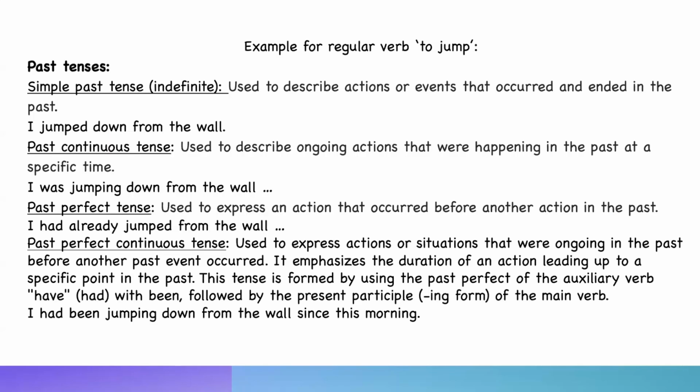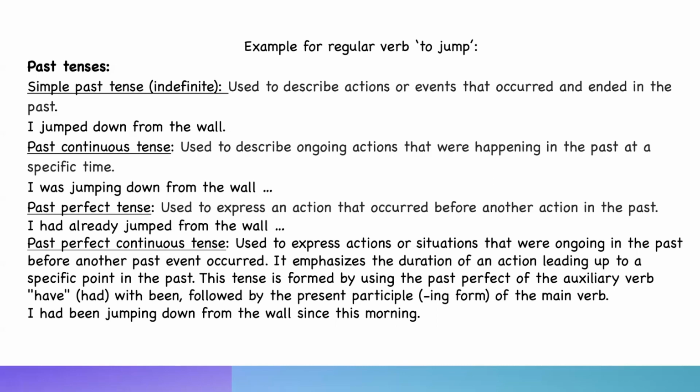Here's an example for a regular verb, to jump. The simple past tense is used to describe actions or events that occurred and ended in the past. Example, I jumped down from the wall. The past continuous tense is used to describe ongoing actions that were happening in the past at a specific time. Example, I was jumping down from the wall. The past perfect tense is used to express an action that occurred before another action in the past. Example, I had already jumped from the wall.